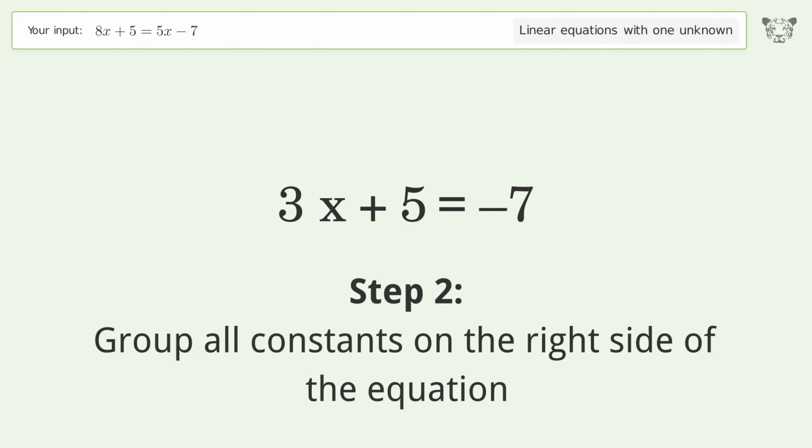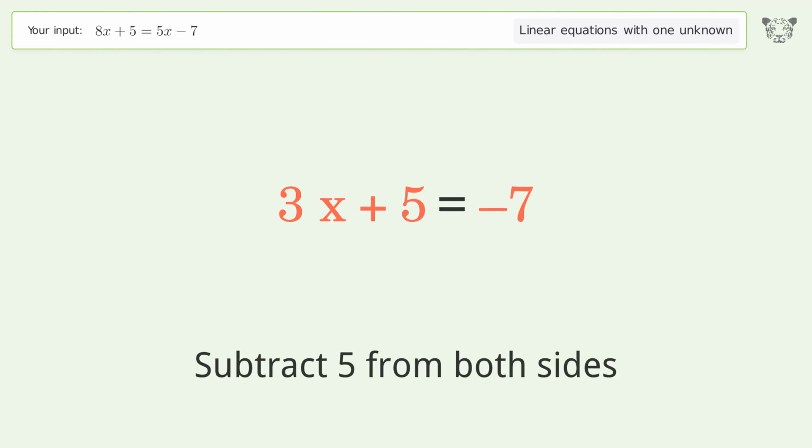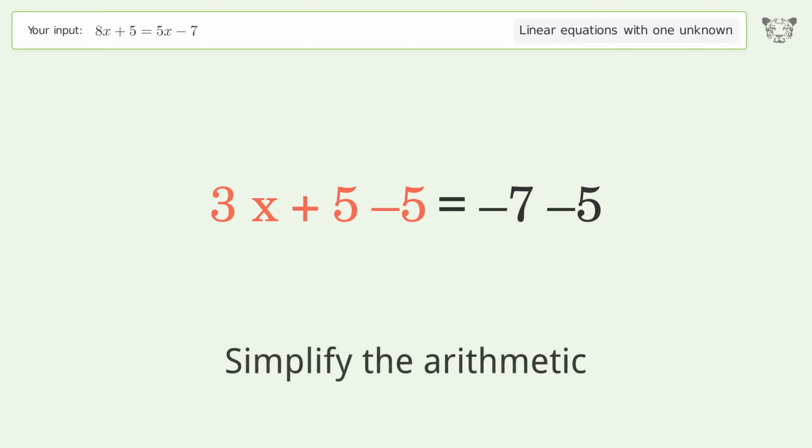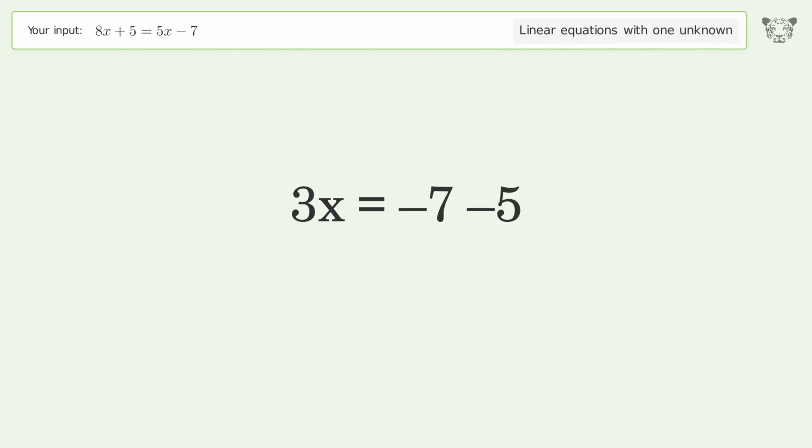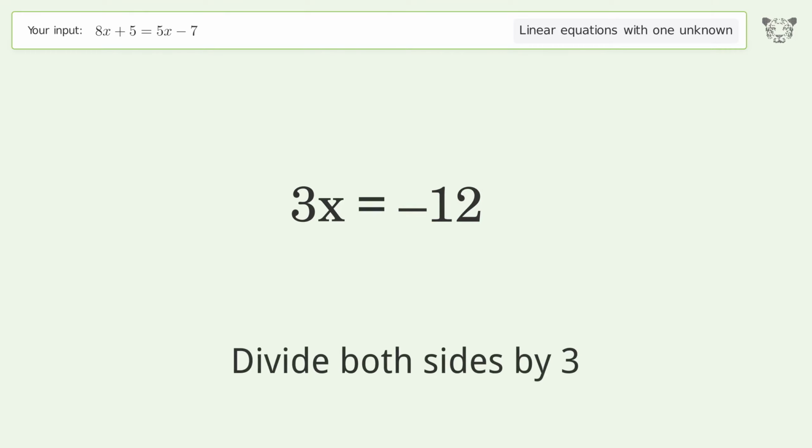Group all constants on the right side of the equation. Subtract 5 from both sides. Simplify the arithmetic. Isolate the x. Divide both sides by 3.